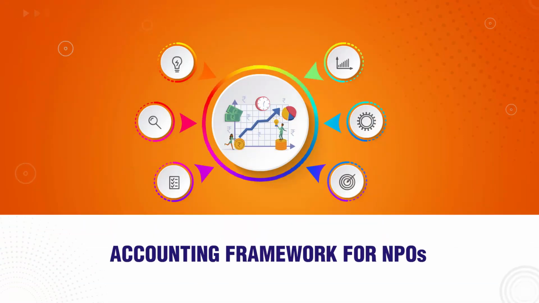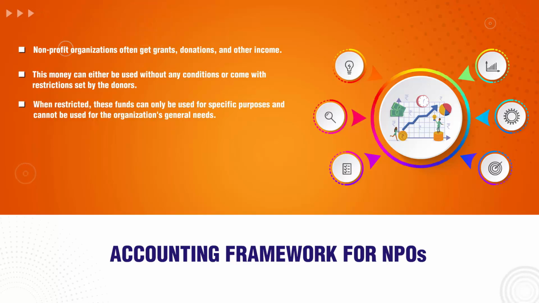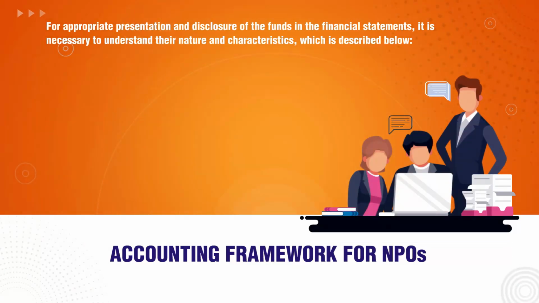Accounting framework for NPOs. Non-profit organizations often get grants, donations, and other income. This money can either be used without any conditions or come with restrictions set by the donors. When restricted, these funds can only be used for specific purposes and cannot be used for the organization's general needs. Additionally, non-profit organizations may face legal or other mandatory requirements that dictate the use of specific amounts for designated purposes. NPOs might also voluntarily allocate unrestricted funds for specific purposes. For appropriate presentation and disclosure of the funds in the financial statements, it is necessary to understand their nature and characteristics, which is described below.